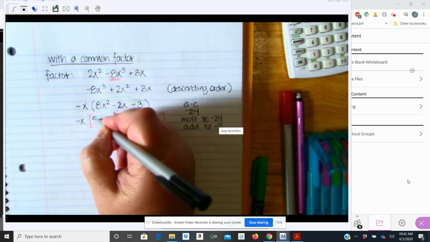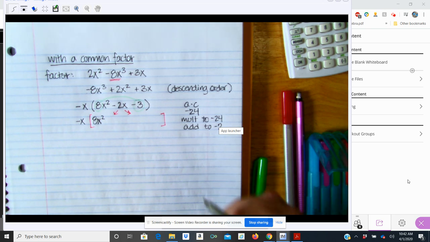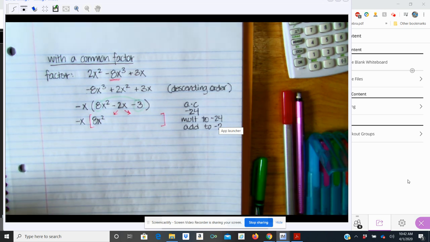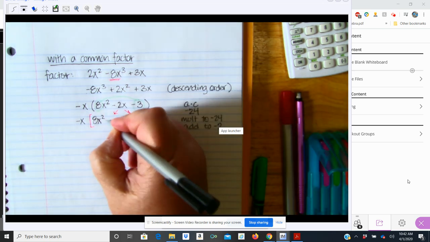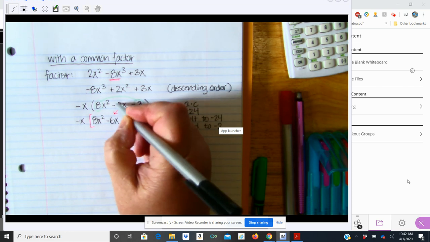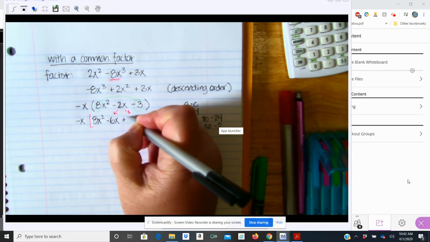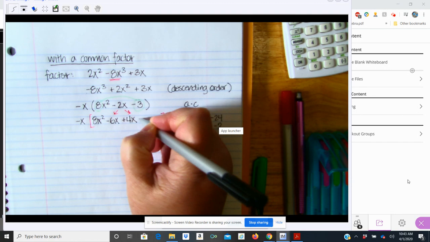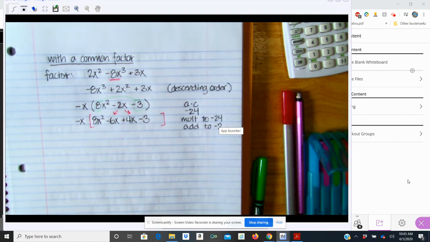So that's going to be an 8x squared. Is it a plus 6x or a minus 6x? Right, because I've got more negatives. And then it's got to be a plus 4x minus 3.